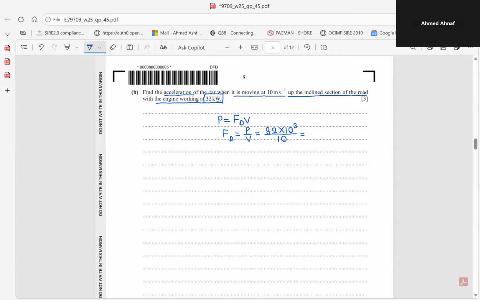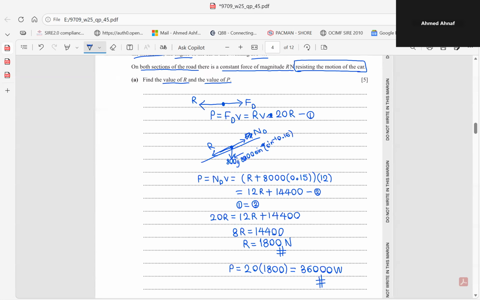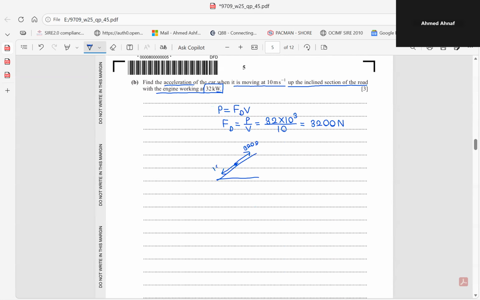So 32 times 10 cubed divided by 10, you get 3,200 newtons. So this is our driving force. Now, we'll draw the diagram again. So driving force is 32,000 newtons. And then we also have the resistive force R, which we know is 1800 newtons. And we also have the weight, which is 800 G.